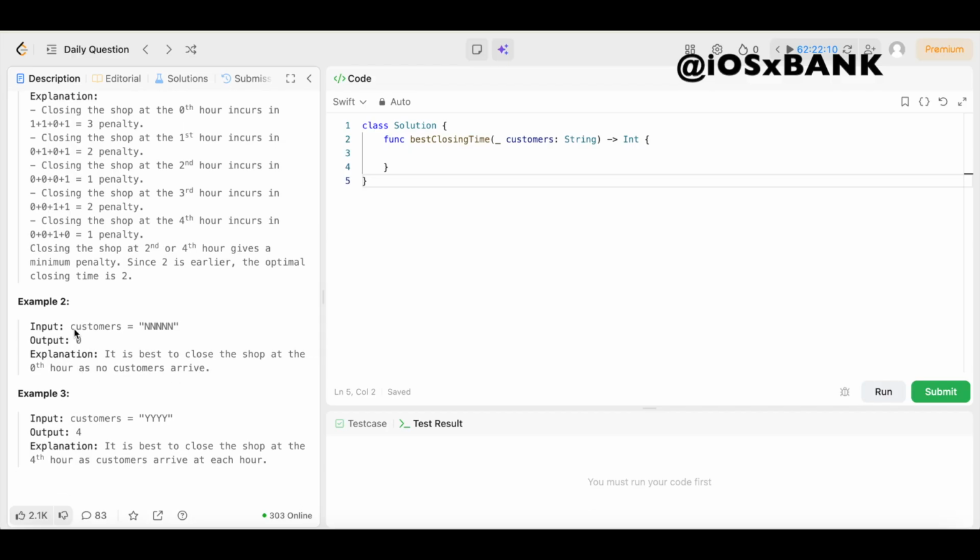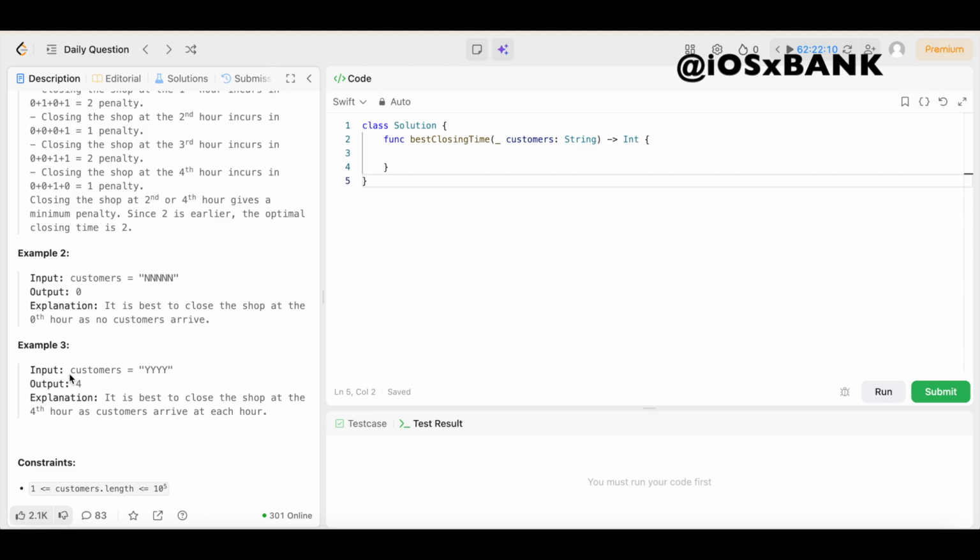In example 2, we have our customers equals an array of strings N, N, N, N, N. The output is 0. It says it is best to close the shop at the 0th hour as no customers arrive. So in the 0th hour, we're not getting any customers anyway, and we want the earliest hour that we can close at. Since we're not getting any customers anyway, we might as well just close shop for the whole day. Then let's take a look at example 3.